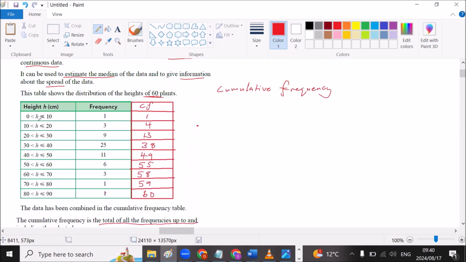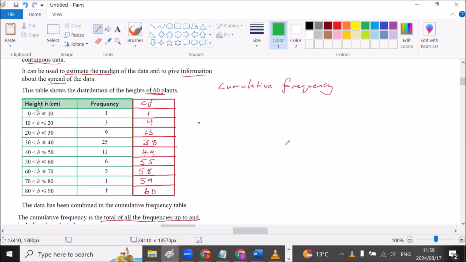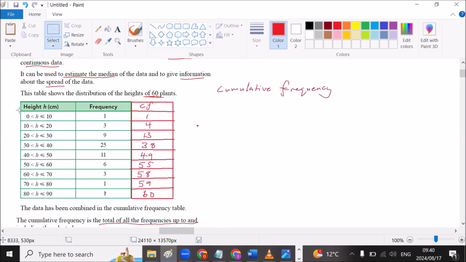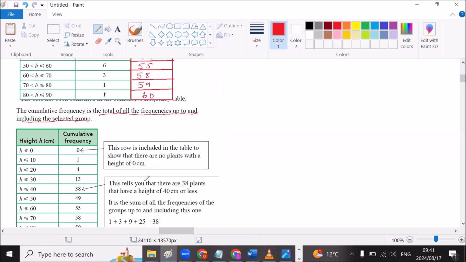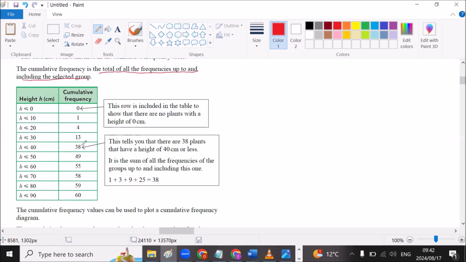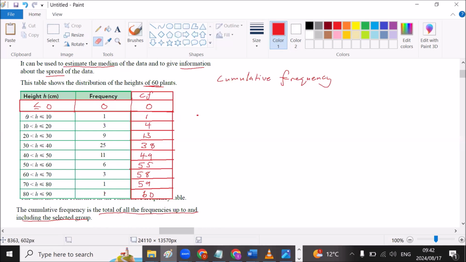Now, we also have to add a row for less than or equal to 0. There are no heights which are less or equal to 0. So we can add this row, less than or equal to 0. The frequency is 0 and the cumulative frequency is 0. This is our starting point. So this row is included in the table to show that there are no plants with a height of 0 or less. So at every position, and also on this column, we will only have the upper limit.